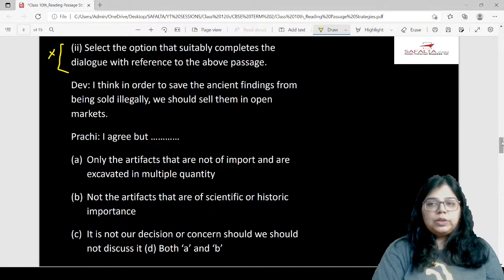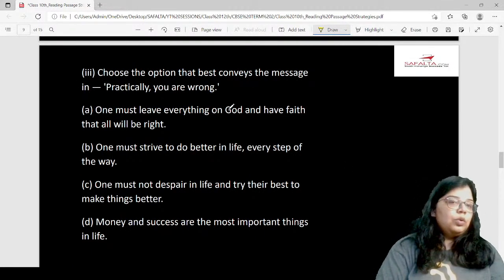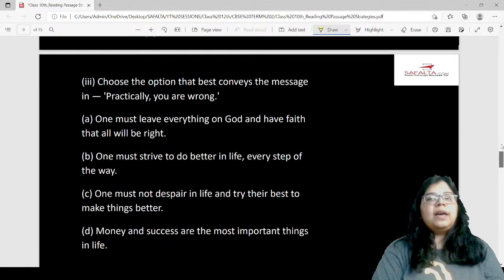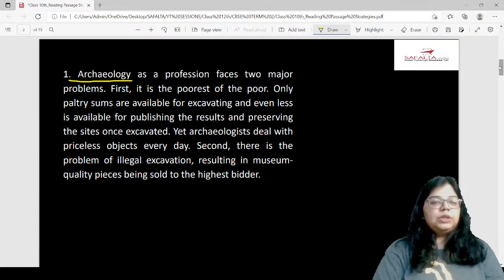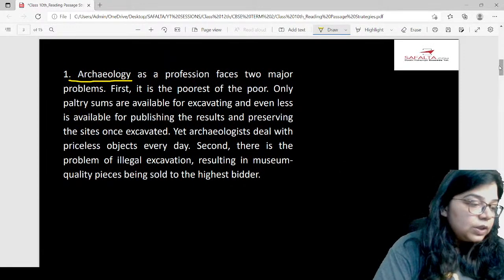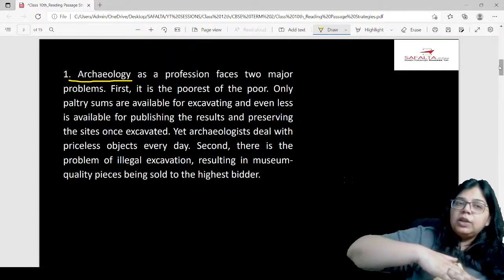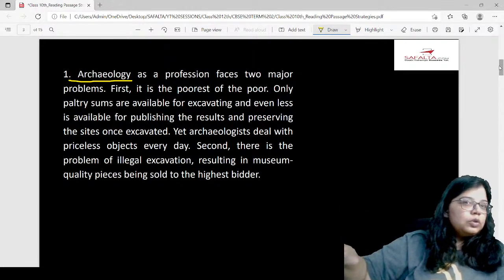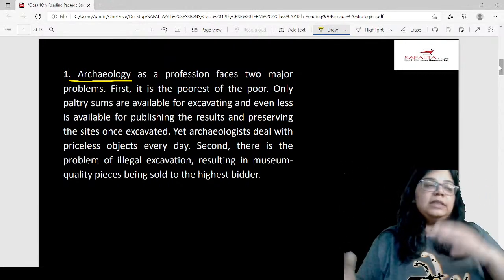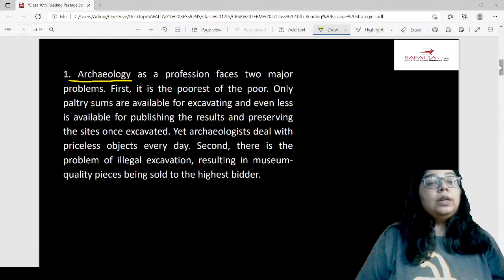Now let's see the next question. The next question says, choose the option that best conveys the message in practically you are wrong. Now, first let's have a look at the first question so that you understand what I'm trying to tell you. In the first question, it says, what is the lesson taught by excavation? I told you that in your first one or two questions, you will get the answers at the beginning of the passage. Then in the middle of the passage somewhere, you will find your third or fourth question. And usually the vocabulary related questions come towards the end.